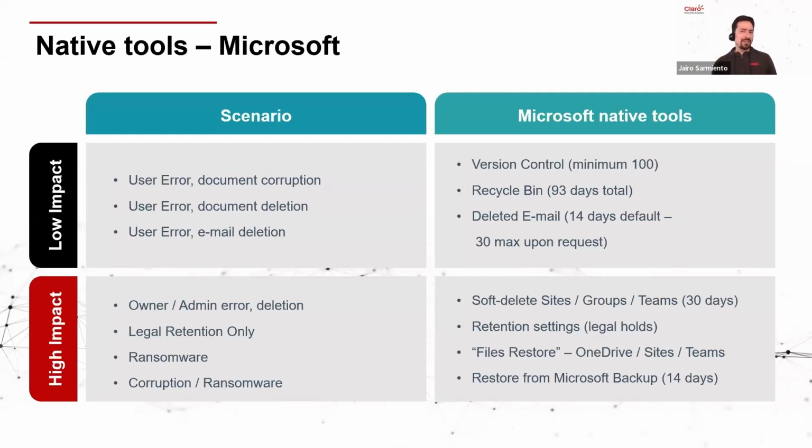Even worse, if you have a ransomware attack, you can only use file restore, which is a tool that Microsoft offers, and then you can only restore OneDrive, sites, and Teams. Everything else you won't be able to. And also, you only have 14 days to restore that data using Microsoft Backup. And like I was saying before, this is just the tip of the iceberg.